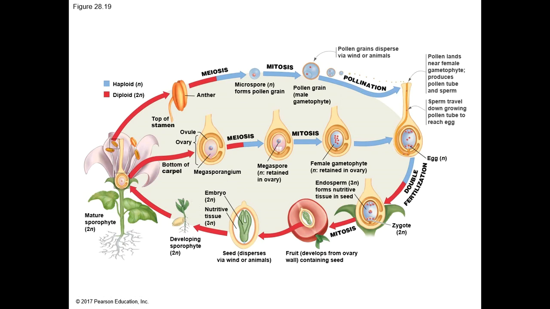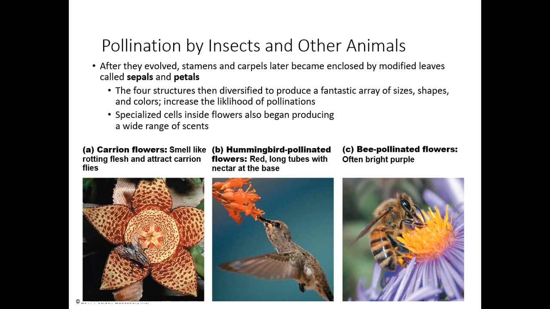So this is the most complex and this is the most adaptive value. So a couple of specific things that happen. After they evolved, stamens and carpels became enclosed by these modified leaves called sepals and petals. So natural selection forged this change to have these colored or different smelling flowers.